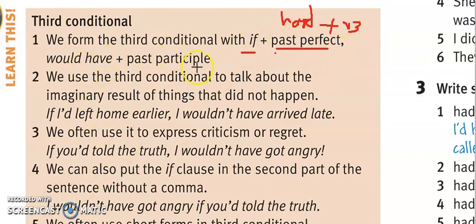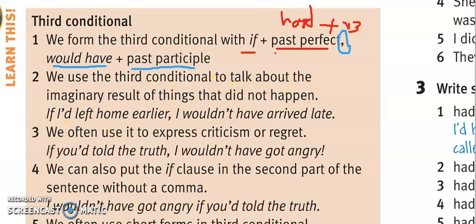This is for the if clause. As for the result clause, after the comma, I must have would have plus past participle. There are two parts: the first part is if plus had plus verb 3, the past participle, then a comma, and in the result clause would have plus past participle, which is verb 3. In the second point we use the third conditional to talk about the imaginary result of things that didn't happen.